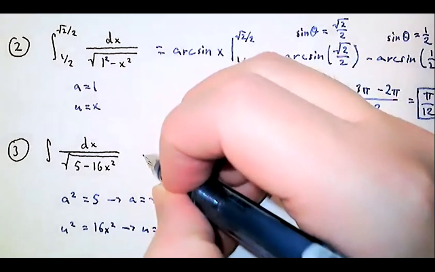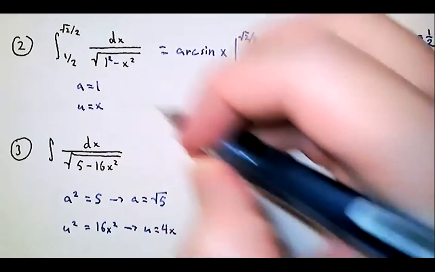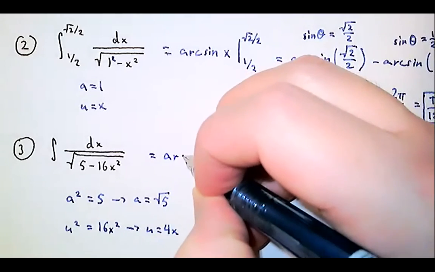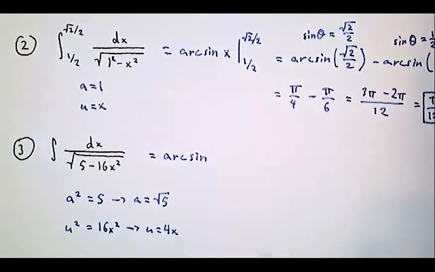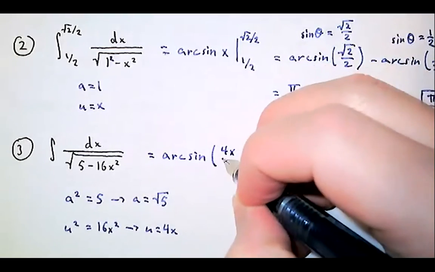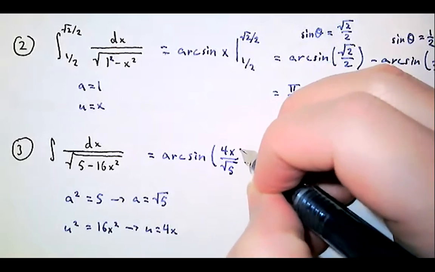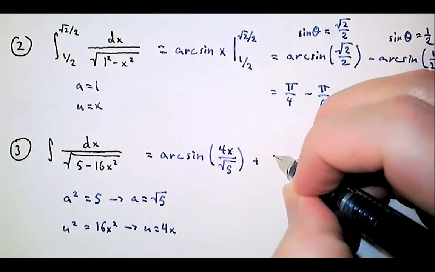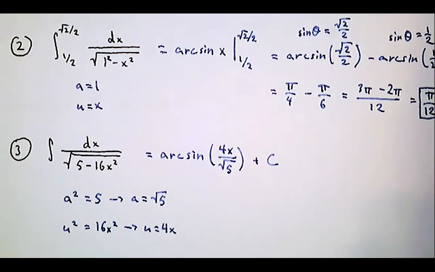Okay, so now we can plug the constant a and the function u into our integral rule. We get arcsine of u over a. That'll be 4x over the square root of 5. And then since this was an indefinite integral, we need to be sure to add a constant on the end. But actually, you might be able to see that there was a small mistake somewhere along the way. Can anyone find it?